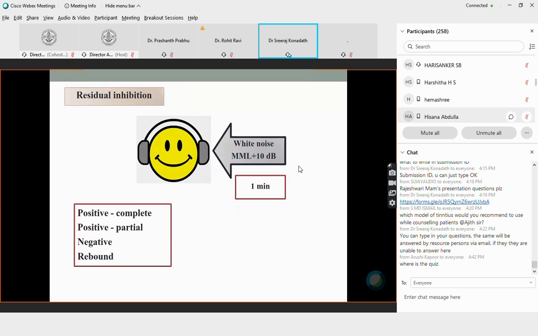Finding out the pitch of the tinnitus and loudness of the tinnitus. The next component is residual inhibition. So residual inhibition is nowadays not very common because of the kind of techniques that they use.